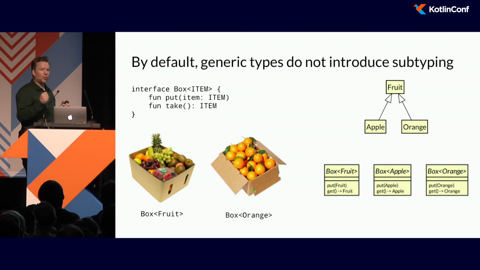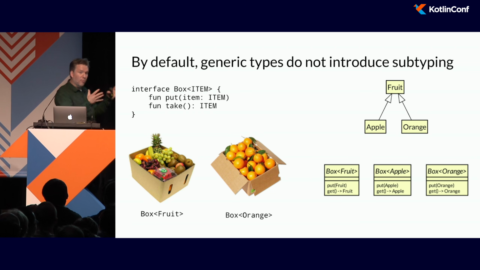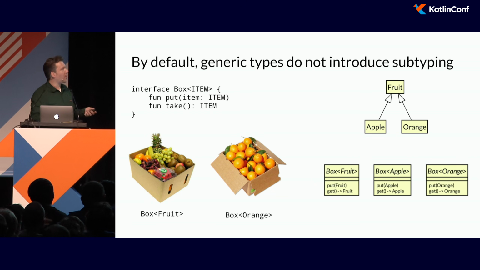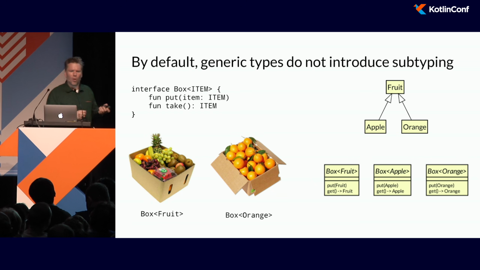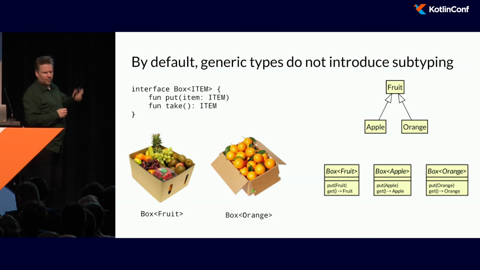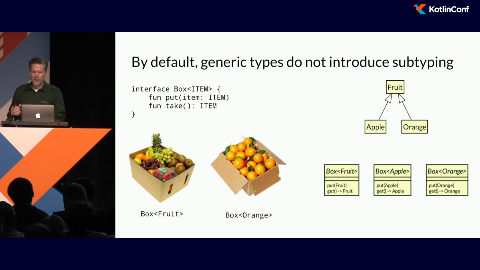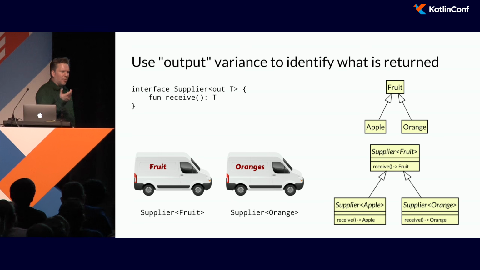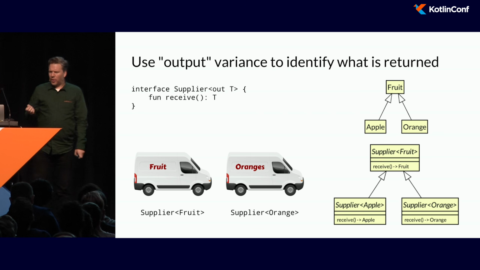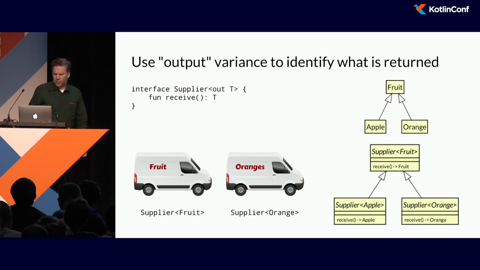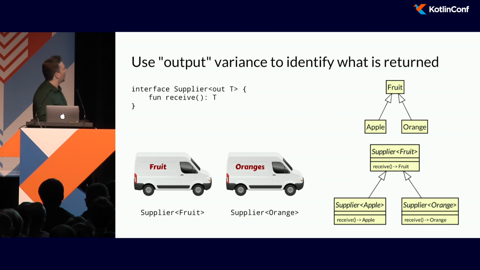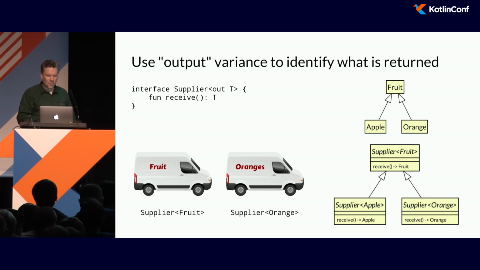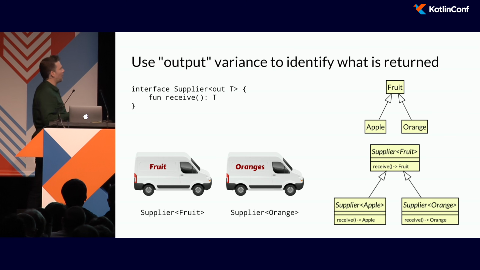If we want to create subtyping relationships between instantiations of our generic types, we have to use variance declarations on the type itself, on the generic type. And they get a bit mind-bending. So I'm going to use the terms output variance and input variance, although Kotlin uses the terms in and out for the variance keywords. Invariance and covariance sound too similar when you're speaking. So input variance and output variance are an easier thing to talk about.